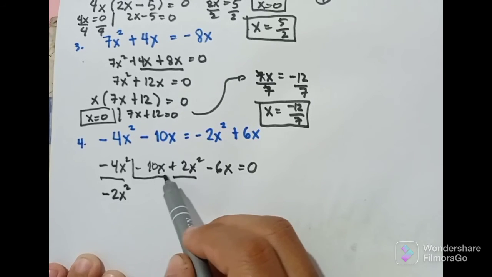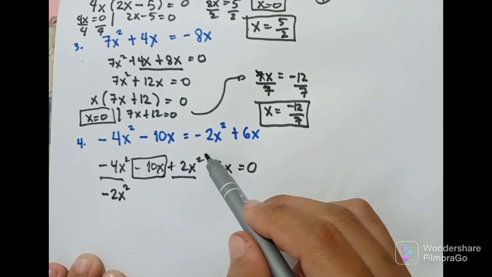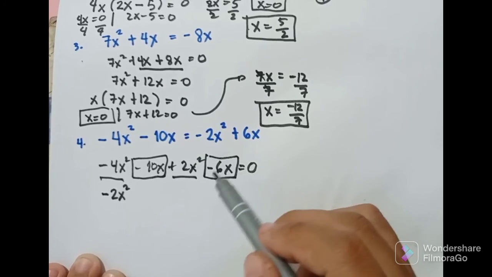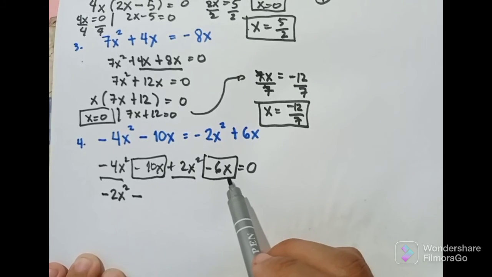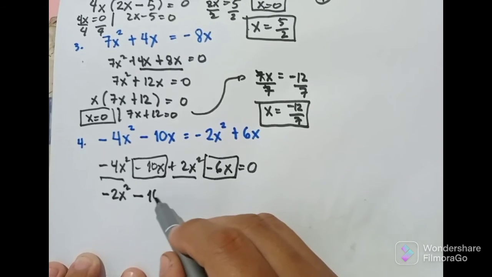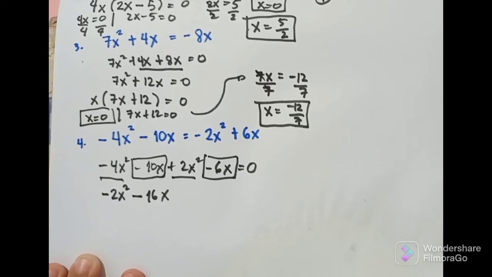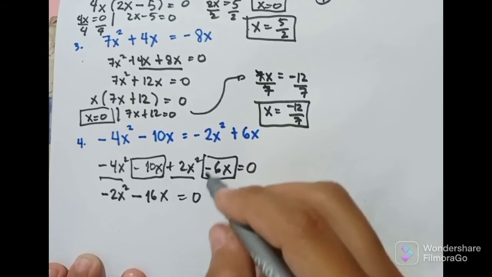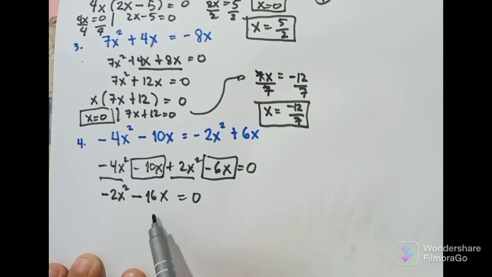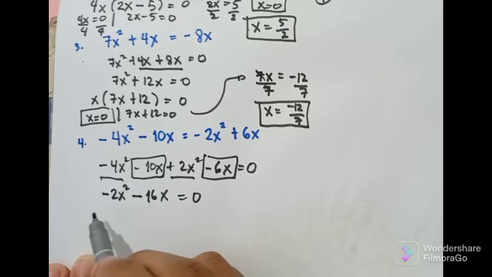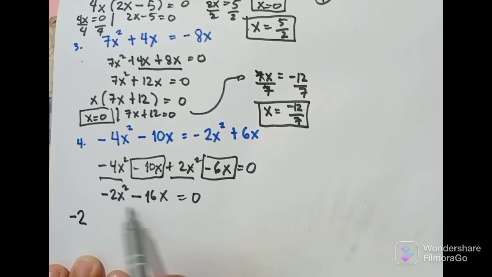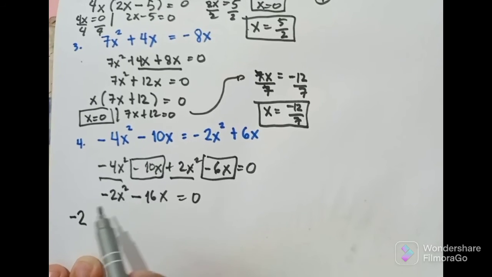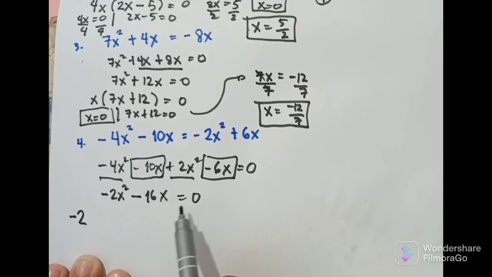And next, si negative 10x minus 6x, since pareha sila ng sign, so this is minus 10 plus 6, that is 16x. And this is equal to 0. So, technically, si 2 and 16, ang GCF nila ay 2. Wag lang 2, gawin nating negative 2. Bakit? Kasi, para mag-positive yung magiging factor natin sa kabila.